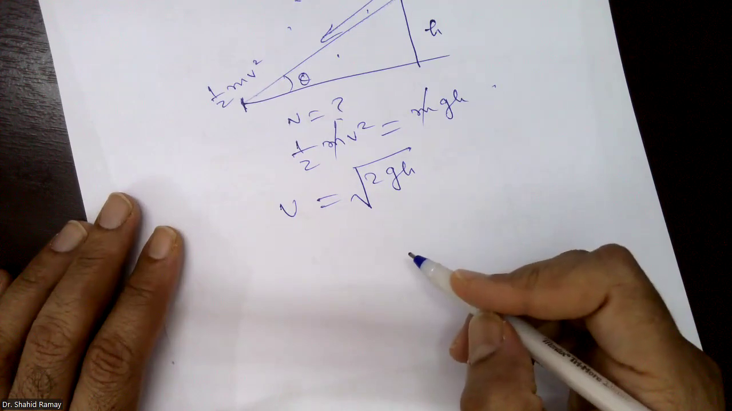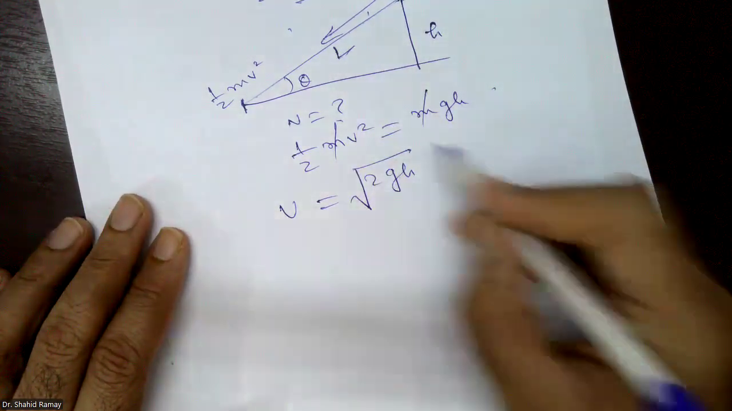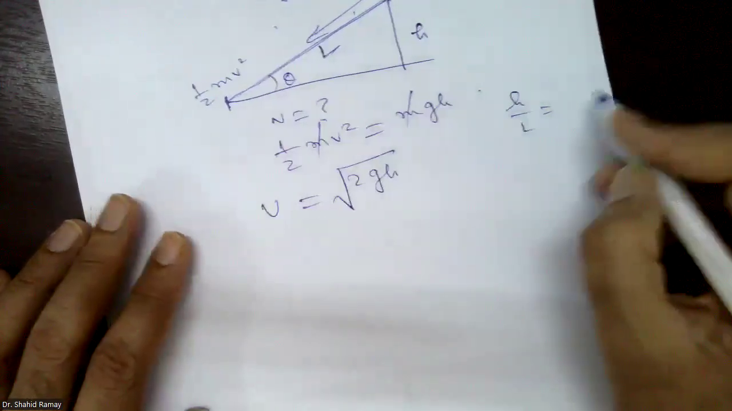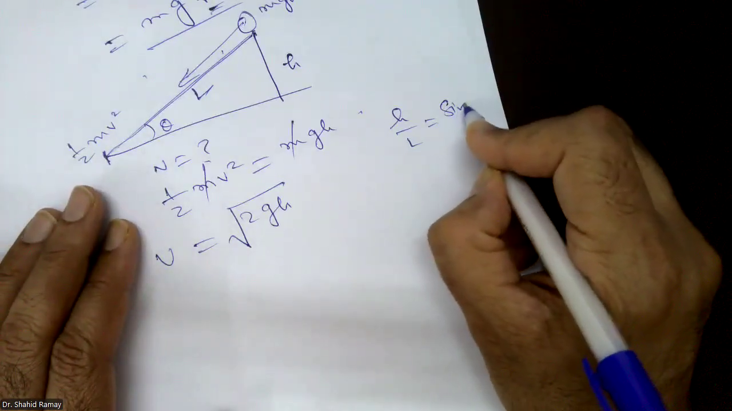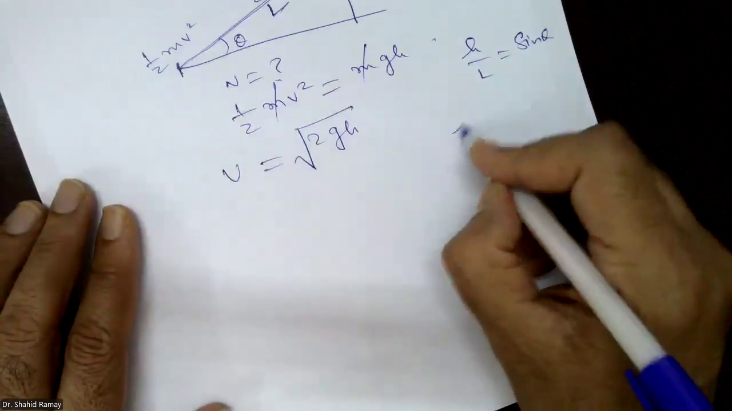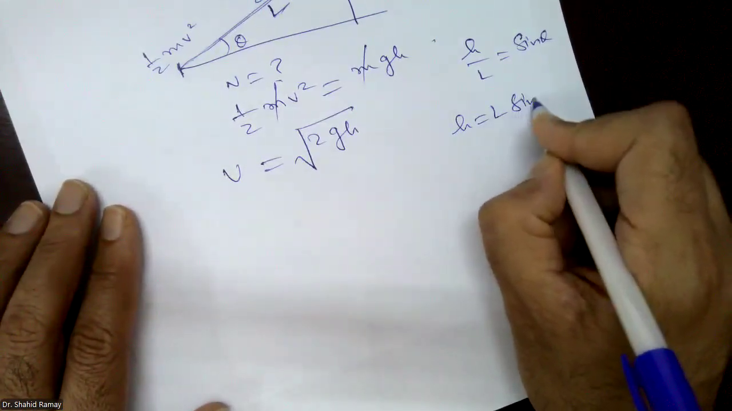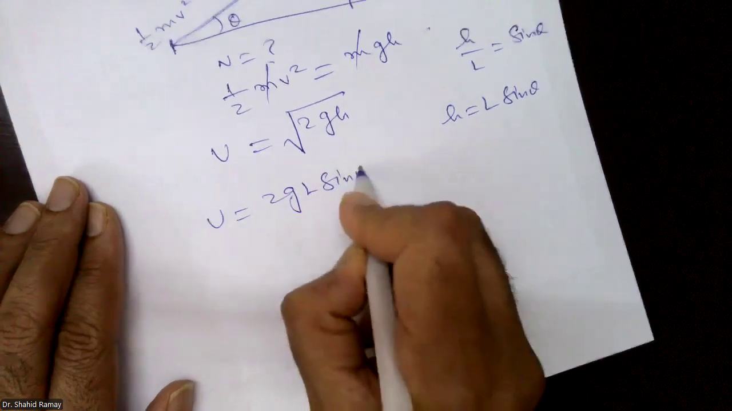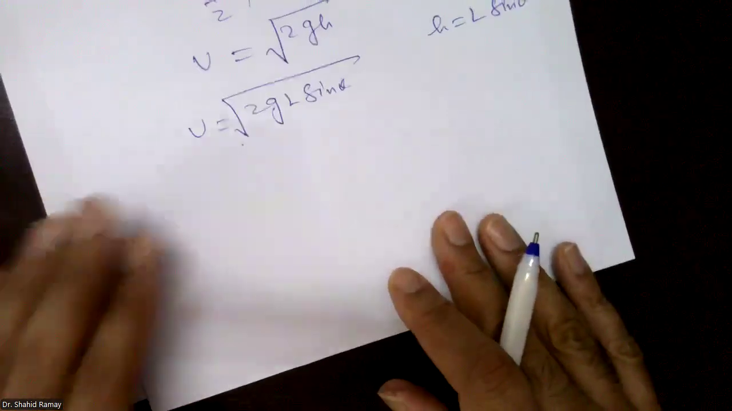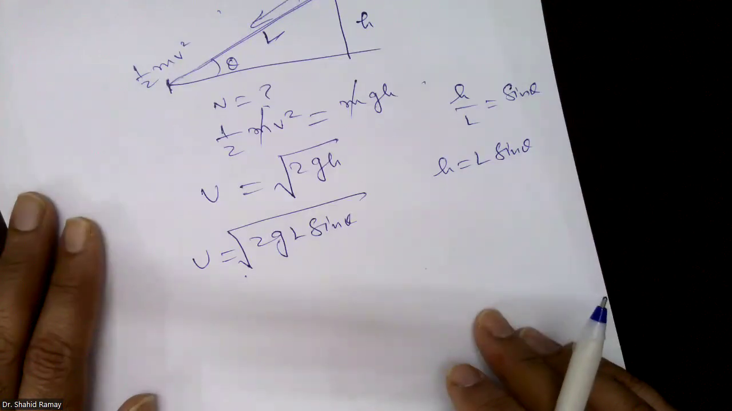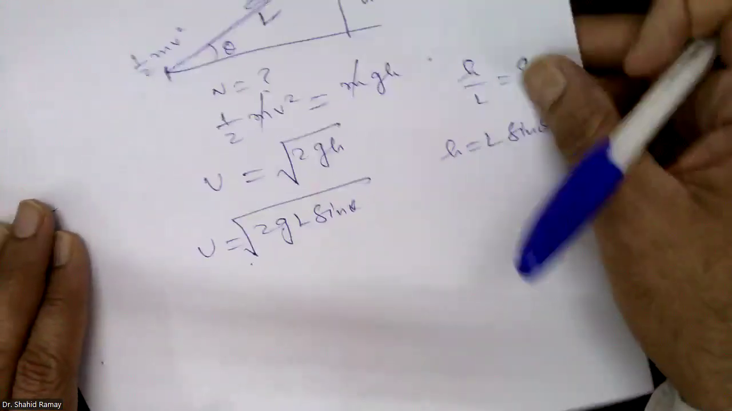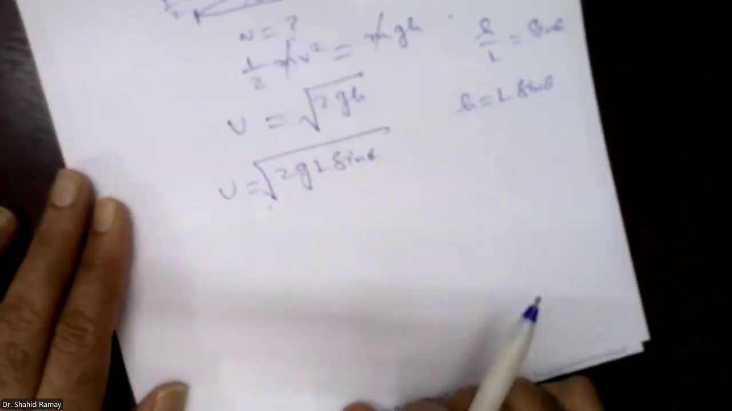Sometimes h is not given directly. So the length is given. This length is given. You can apply the formula h over L is equal to sine of theta. So h becomes L sine of theta, and v is equal to root of 2gL sine of theta. You can write it like this. But if h is given directly, then you will put the direct value. Okay, after this, that is all about the gravitational potential energy.